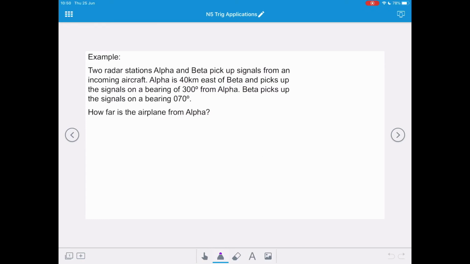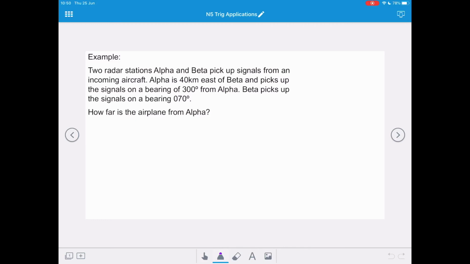So in this example, we've got 2 radar stations, Alpha and Beta, that pick up signals from an incoming aircraft. Alpha is 40 kilometers east of Beta and picks up the signals on a bearing of 300 degrees from Alpha, and Beta picks up the signals on a bearing of 070 degrees. So how far is the airplane from Alpha?